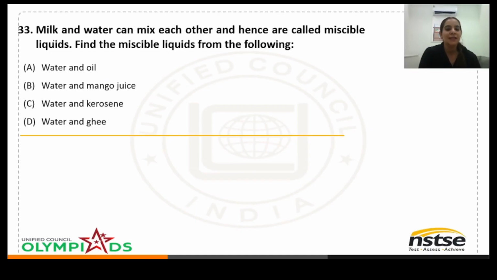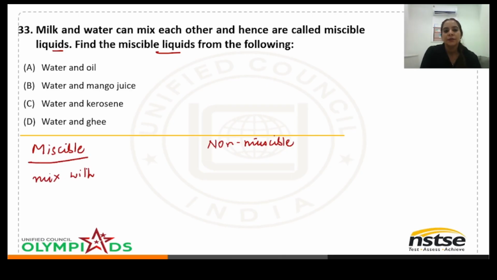Next question says, milk and water can mix with each other and hence are called miscible liquids. We need to find the miscible liquids from the following. So let me introduce you to this term. When you are mixing two liquids, we see that few of the liquids are miscible and few of them are non-miscible. Now miscible liquids are those which mix with each other.